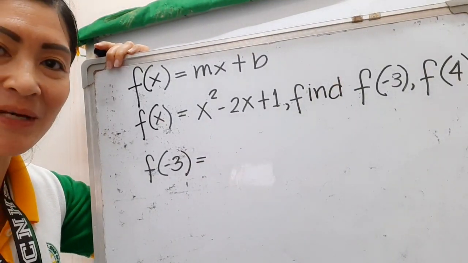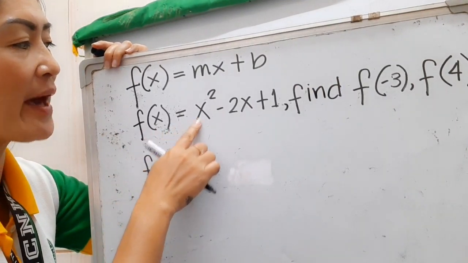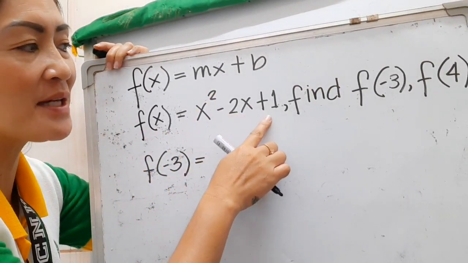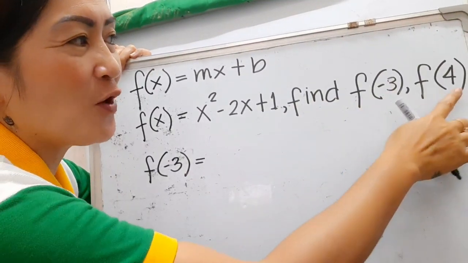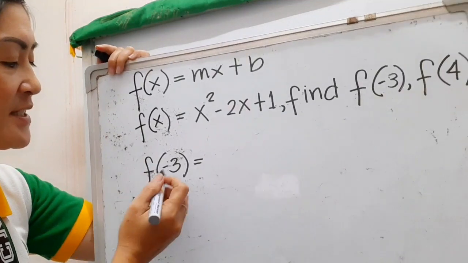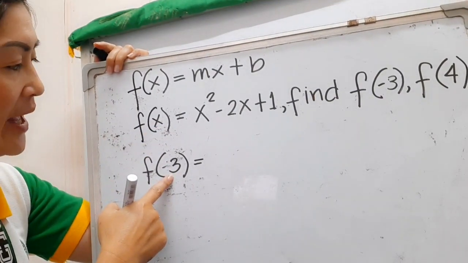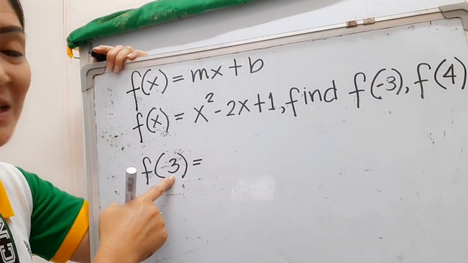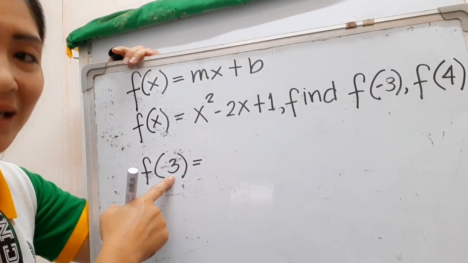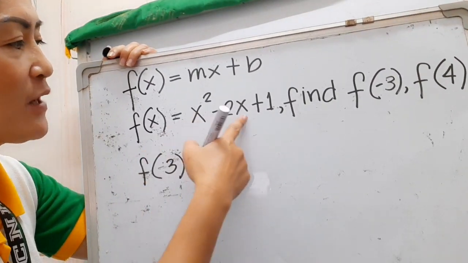Let us have another example. Given the function f of x is equal to x squared minus 2x plus 1, find f of negative 3 and f of 4. So first, we are going to substitute x with negative 3. So this will be our first input, first value of x, or the domain. We will now substitute this one to the given function.